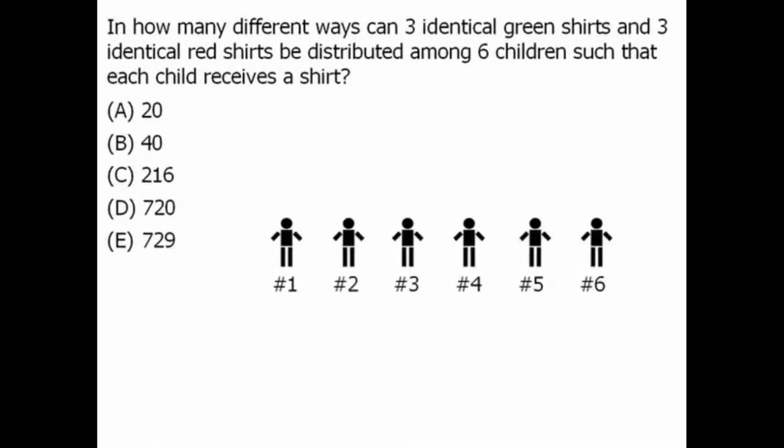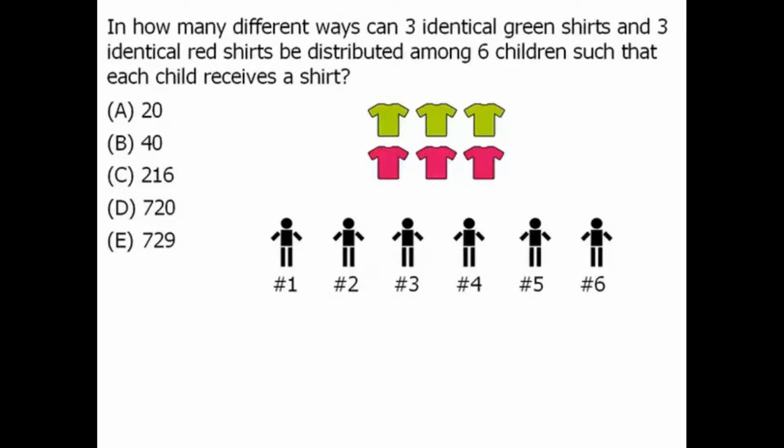Okay, we have 6 children, and we have 6 shirts to distribute among those children. Now there are several ways to distribute these shirts. Here's one possible distribution. Here's another, and another, and another. So we want to come up with some systematic way to distribute these shirts so that we can count them.